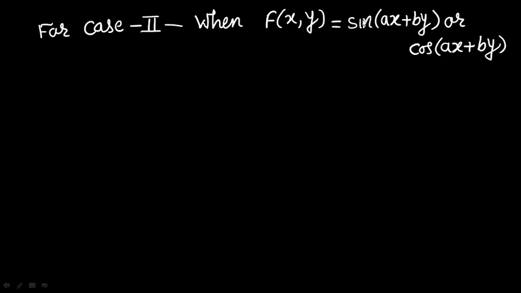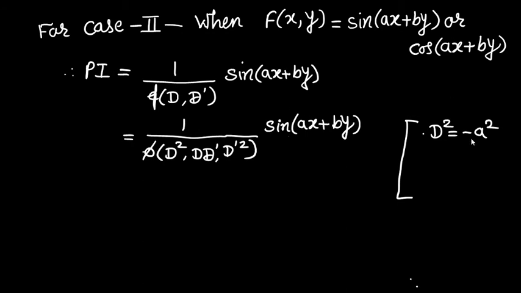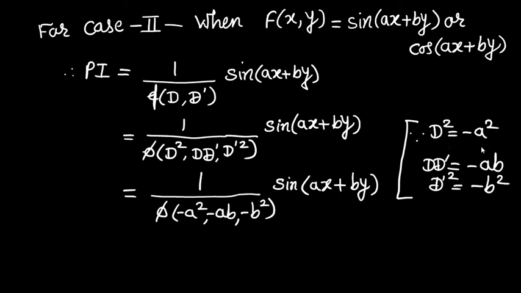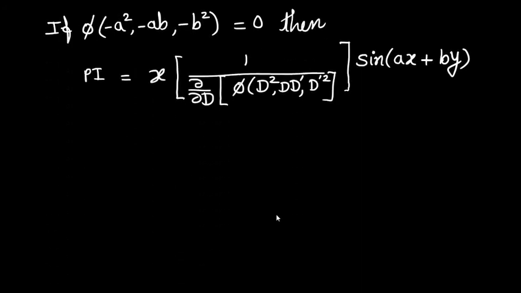Case 2: here the right hand side of the equation is sin(ax plus by) and/or cos(ax plus by). Here, considering only sin(ax plus by), the substitution is D square equal to minus a square, DD dash equal to minus ab, and D dash square equal to minus b square, provided this denominator term is not equal to 0. If this value equals 0, that means the case fails.